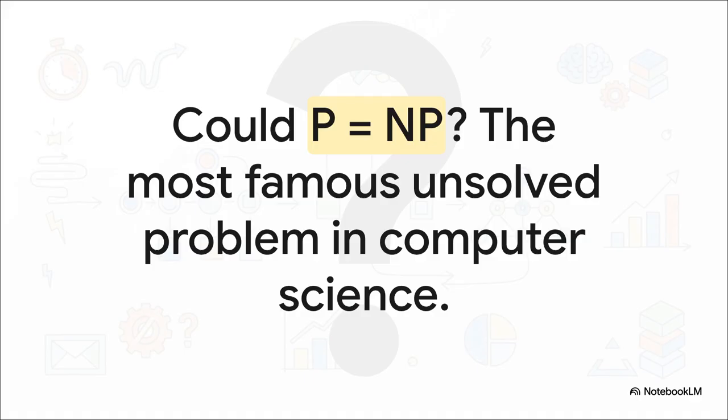So here it is, the million-dollar question. Literally, there's a prize. Are these two classes of problems actually different? Or could it be that every problem that's easy to check, all those NP problems, are also secretly easy to solve, and we just haven't been clever enough to find the algorithm yet? This is the P versus NP problem, maybe the most famous unsolved question in all of computer science.